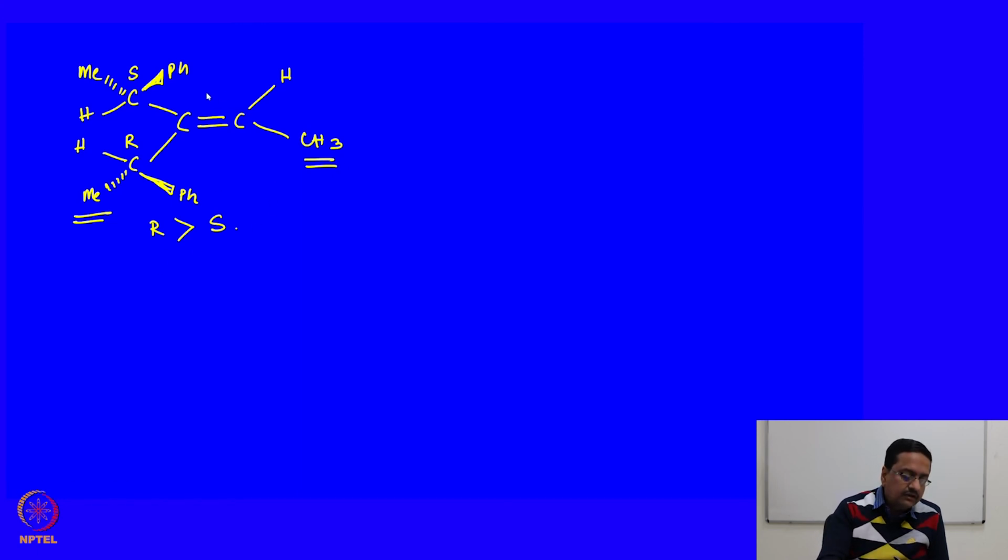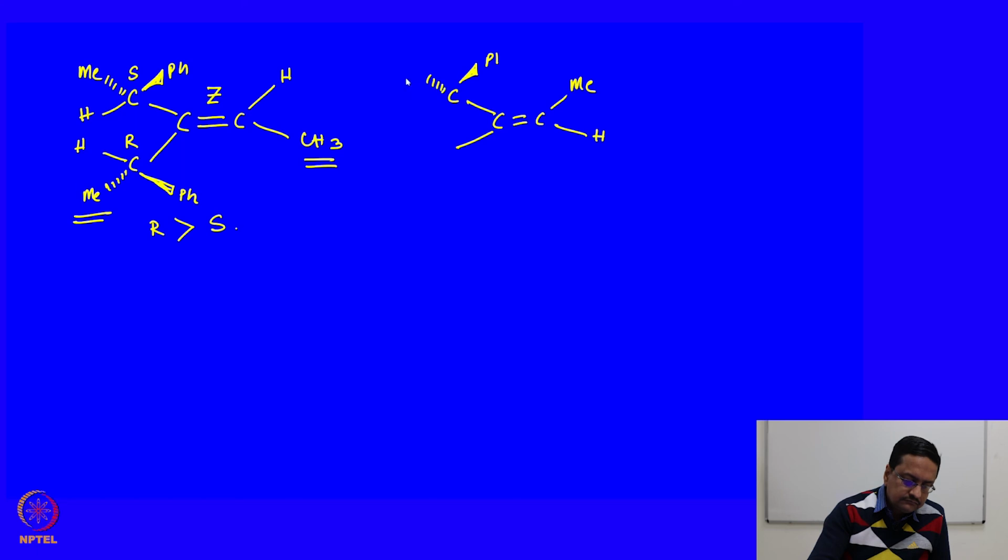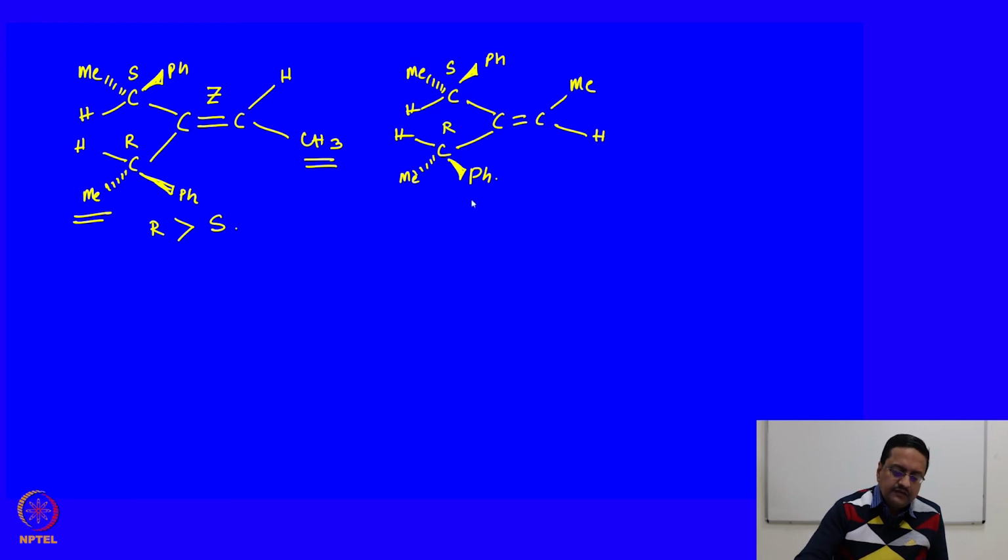Therefore, the higher priority group is here and here. So, this compound has the double bond in the Z description, whereas in case of the other compound, this S and R, the higher priority R and the methyl group are on opposite sides of the double bond. So, the double bond has the Z notation and the compound has appropriate R and S designations at the chiral centers.